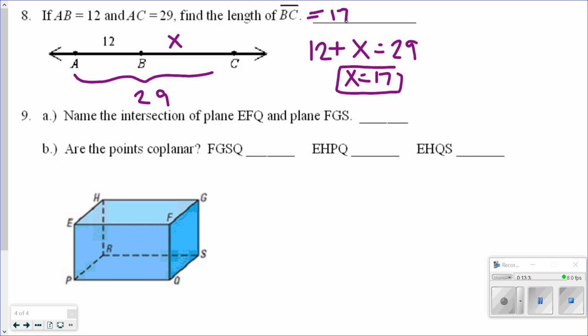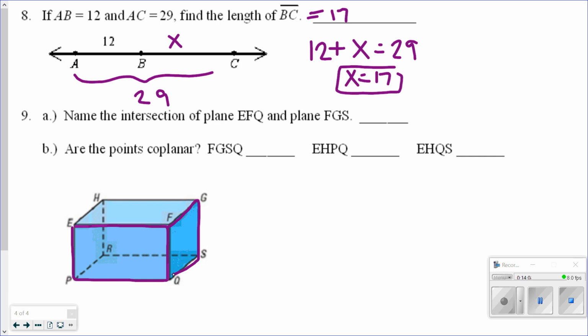9. Name the intersection of plane EFQ and plane FGS. All right, so I need to sort of outline or highlight my plane. So plane EFQ. I see E here, EFQ. So this is the plane that I am looking at. The second plane is plane FGS.